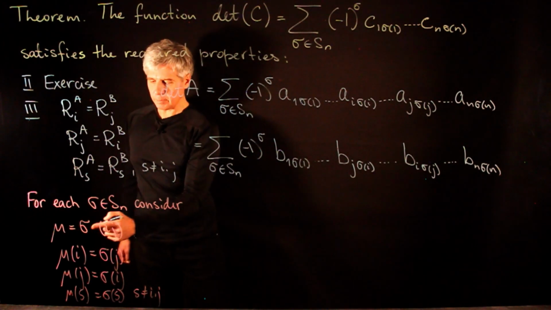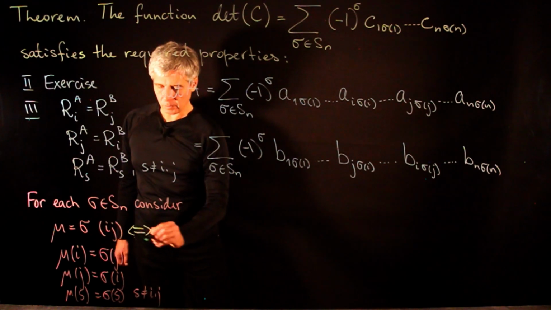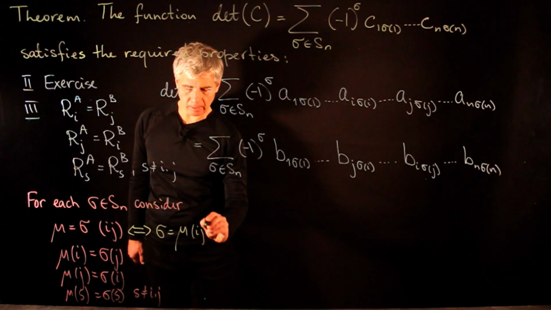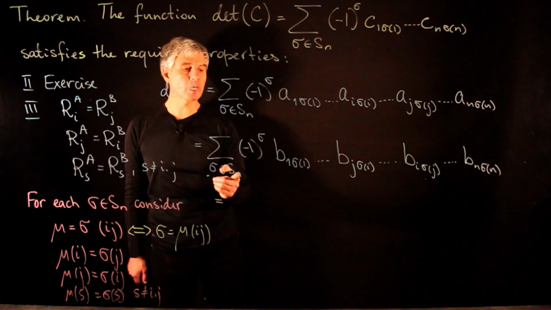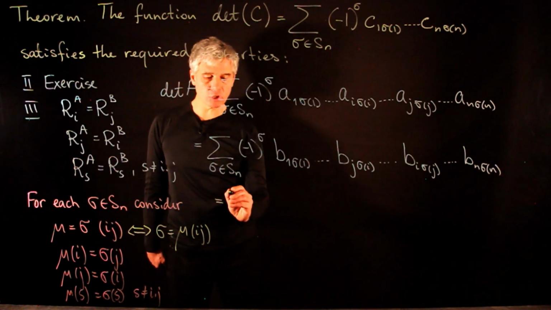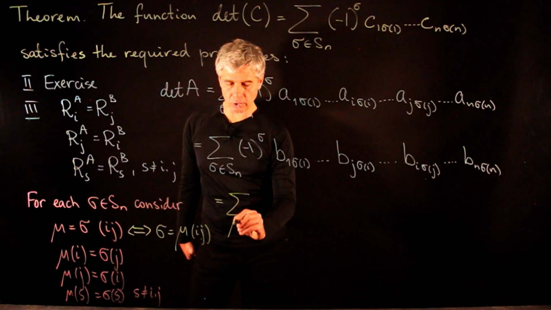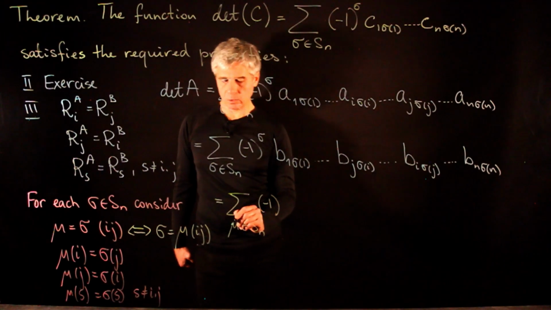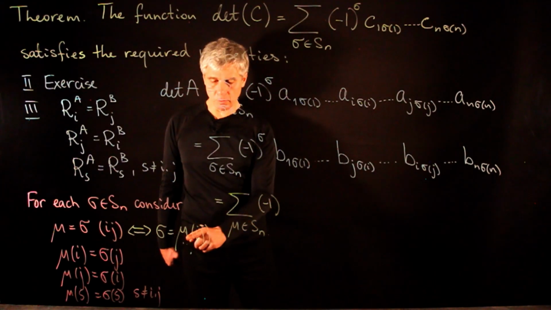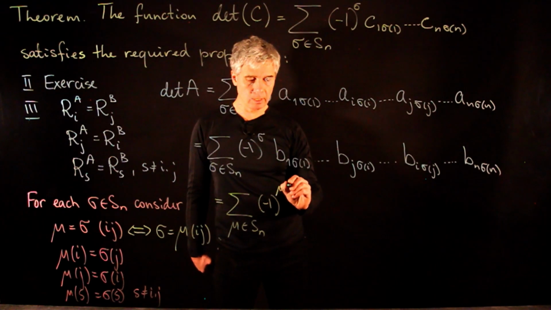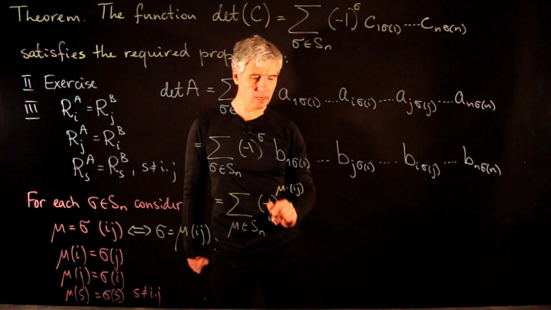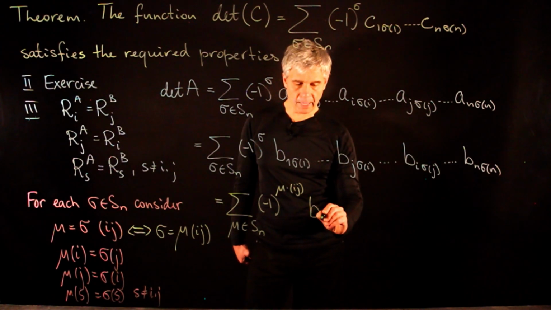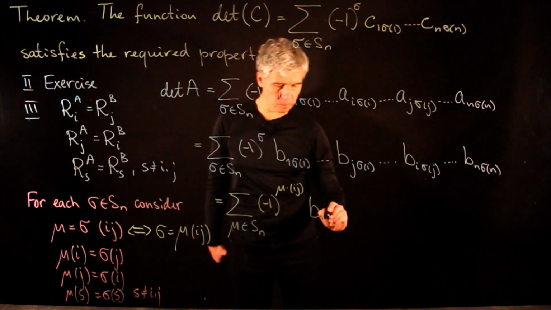And if μ and σ are related in this way, then we can also write σ as μ times (i j). So what we can do is switch from summation in σ to summation in μ. So we get summation over μ in S_n. Now we have (-1) to, well, σ is μ times (i j), so we have μ times the transposition (i j). And so here we have b_1. Well, σ(1) is the same as μ(1).